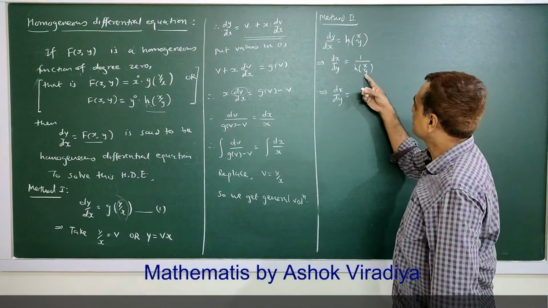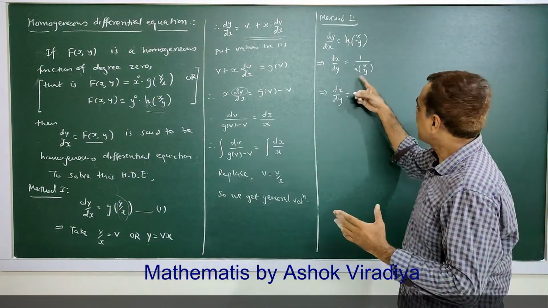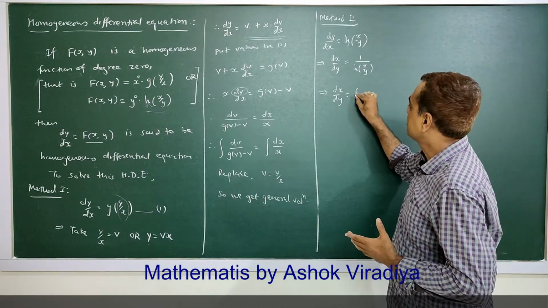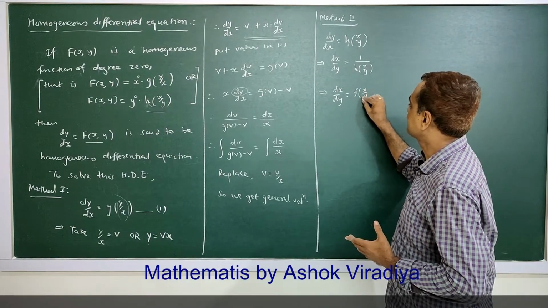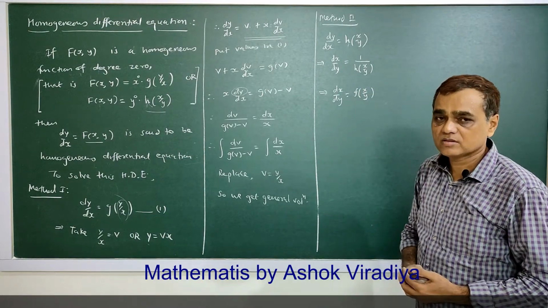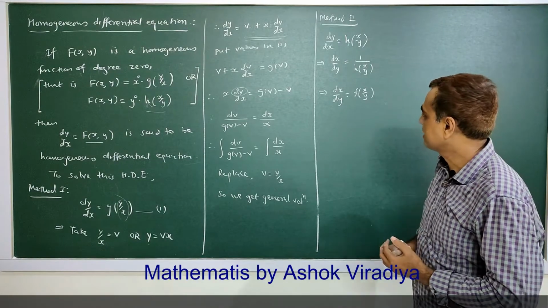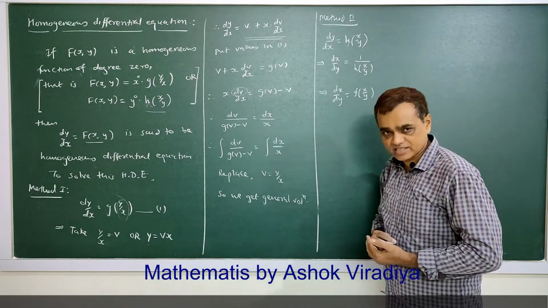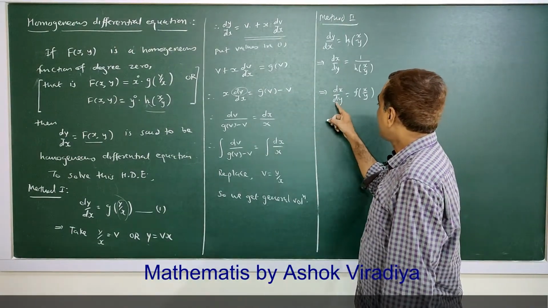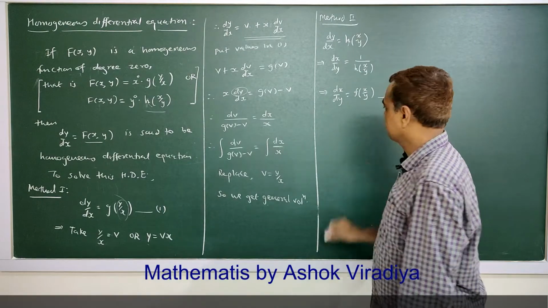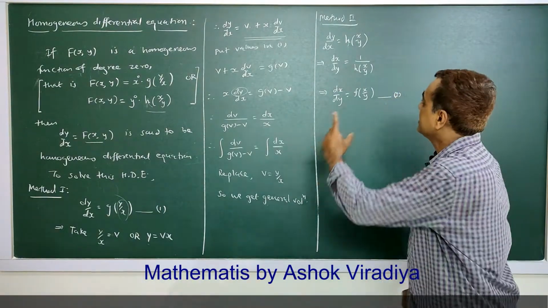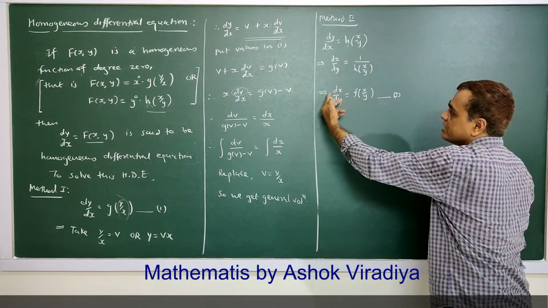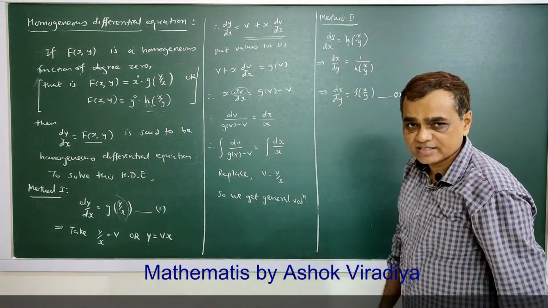So let me denote this function in simple form. 1 upon h of x by y can be expressed as, suppose it is small f of x by y. In short, this is denoted as a function of x by y. So now after getting this form, dx by dy will be a function of x by y, because dy by dx is a function of x by y, so its reciprocal will be a new function of x by y.